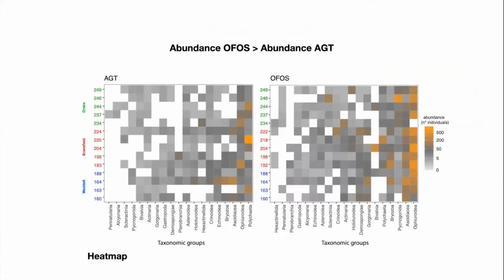This is the heat map we made for both sampling methods, and you can see that the most abundant groups were the Polychaeta for AGT, and the Ophiuroidea for OFOS. But Ophiuroidea, Ascidiacea, Bryozoa and Polychaeta were the most sampled classes by both sampling methods.